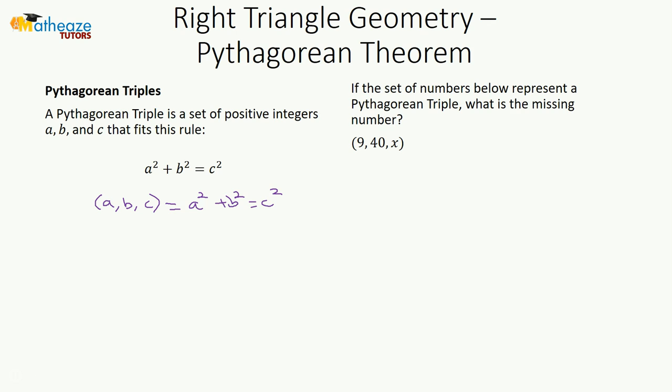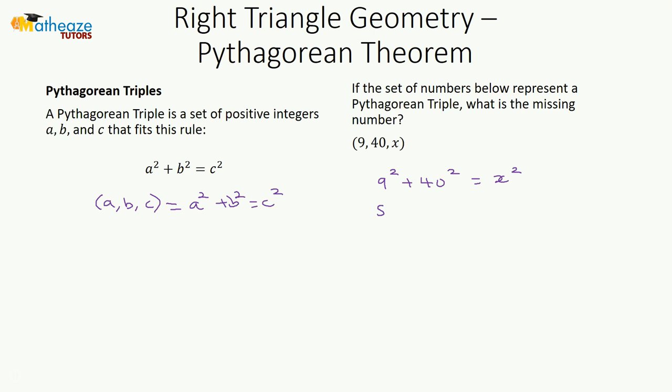So now in this example, we're trying to find the missing number. So we should have 9 squared plus 40 squared equal to x squared. So 81 plus 1600 is going to be x squared. 1681 is equal to x squared, and so square root of 1681 is square root of x squared. So 41 equal to x.